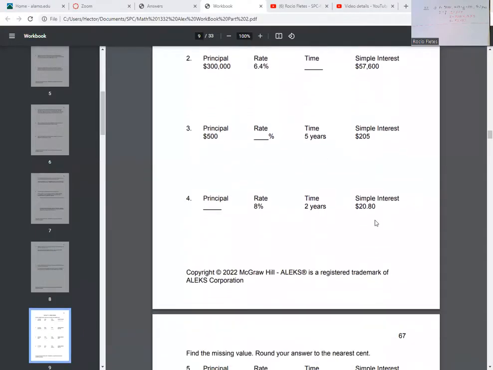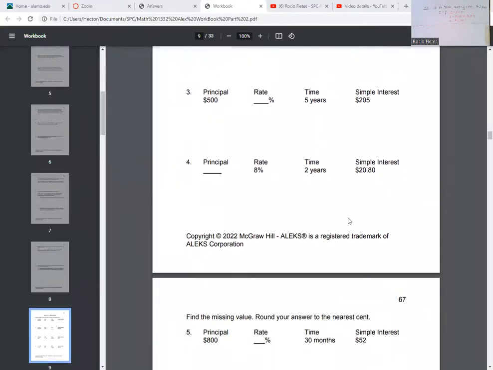Let's look at number three. Number three is asking for the interest rate. So we have the principal is $500. The interest rate, they want it in percent form. Look at the sign, they want it in percent form. So I'm looking for the interest rate. Time is already given in years, so we have 5 years. And the simple interest is 205, so that's the amount of interest given to us.